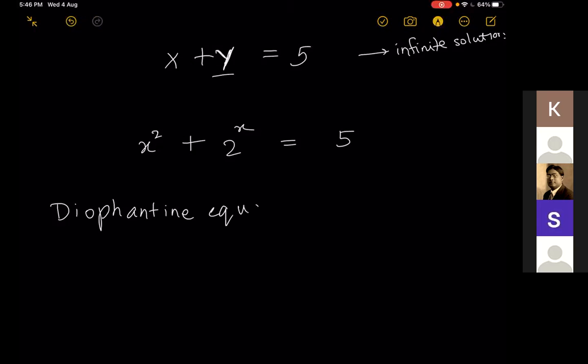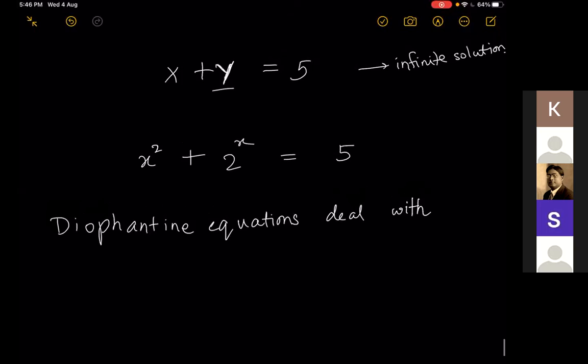Sir, for x square plus 2 to the power x is equal to 5, I think will it have only one solution? Will it have one solution or two solutions or infinite solutions? I don't know. I just wrote it randomly. I don't know anything about the equation. I have to check. Okay, sir.